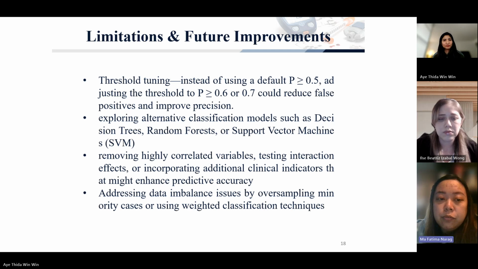Future improvements could involve feature engineering techniques such as removing highly correlated variables, testing interaction effects, or incorporating additional clinical indicators that might enhance the predictive accuracy. Addressing data imbalance issues by oversampling minority cases or using weighted classification techniques could also lead to a more robust and balanced prediction system. So, for the conclusion, I will turn over to Win.